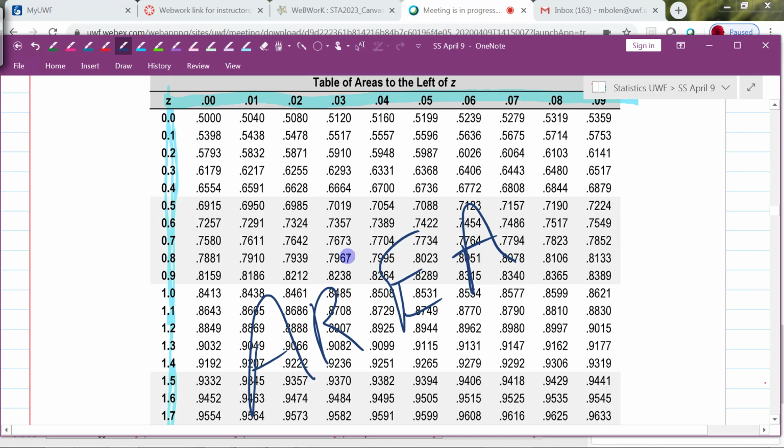It's 0.7967. It's not 57, but it's the closest number that I have. So now this is the area under the curve. In order to find the Z value that is associated with this area, you come over here to the left and you see 0.8, and then you go up here, 3. So that's how we get 0.83.